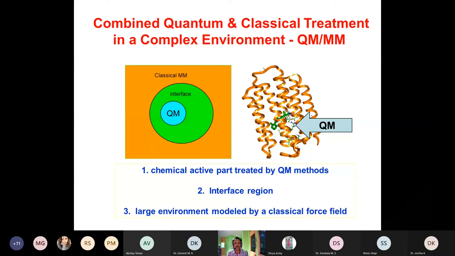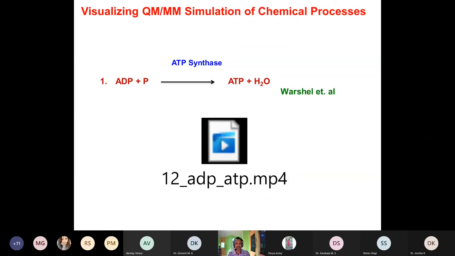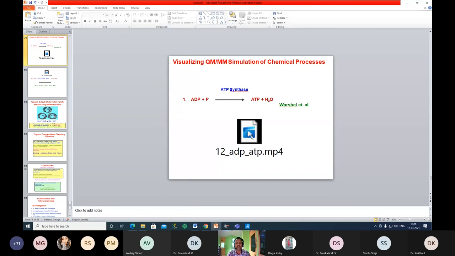Here in this picture, we have three regions: a QM region, the core or reactive region, an interface between this reactive region and the classical MM or solvent region. That means the MM region is treated using molecular mechanics, and QM is the quantum mechanical or chemical reactive part. Anyway, I will just show you ADP to ATP synthesis. This enzyme, ATP synthase, is involved, and I will show you one QM/MM simulation visual.